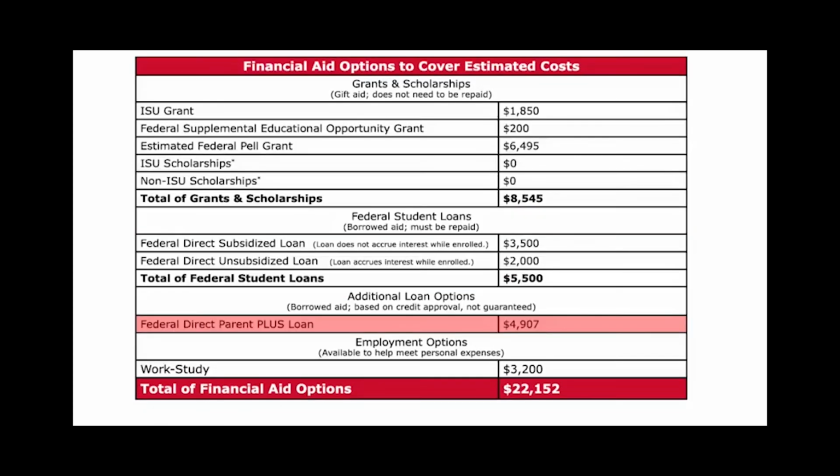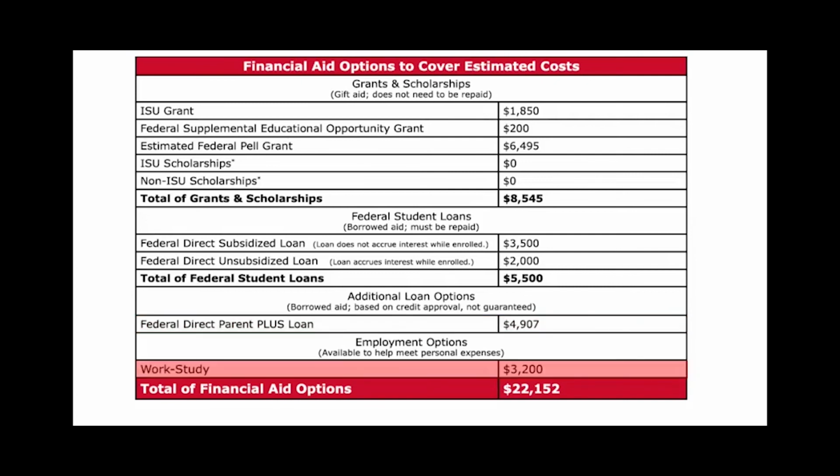An additional loan option is the Federal Direct Parent Plus loan, which can be applied for by the parent or guardian of a student. Parent Plus loans are based on credit approval and are not guaranteed. Families may also consider private educational loan options through third-party lenders. These loans are suggested if all other aid options are exhausted and the student still needs to cover their bill.